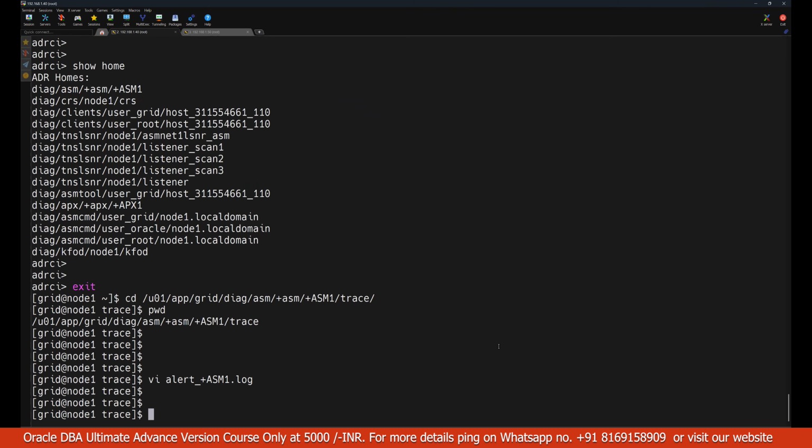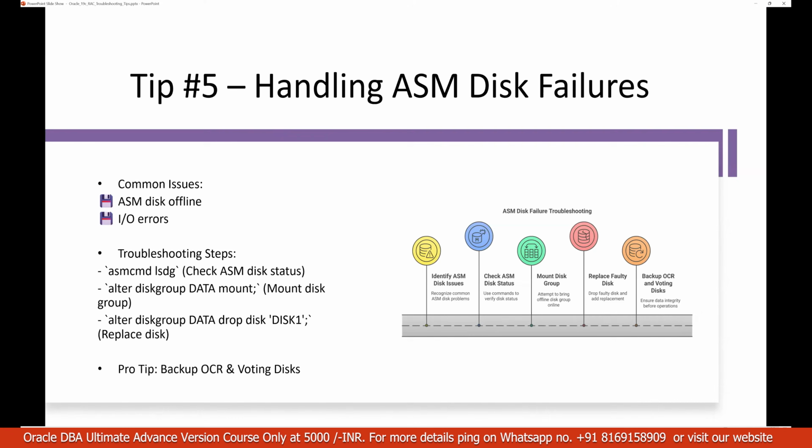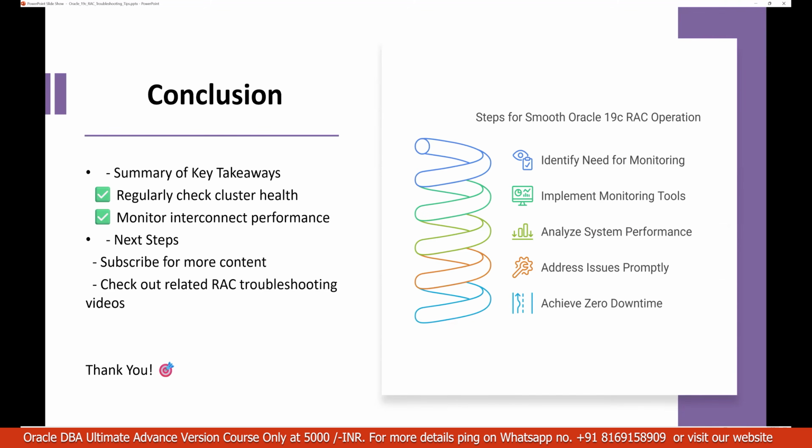So whenever you are facing any issue with respect to ASM disk, you can first look into the alert log of CRS as well as the alert log of ASM, and accordingly you can do the troubleshooting. So with this, these are the top 5 troubleshooting scenarios with respect to Real Application Clusters. I hope you have understood the process. And in summary, the key takeaway is a regular check of the cluster health and monitoring of interconnect performance.